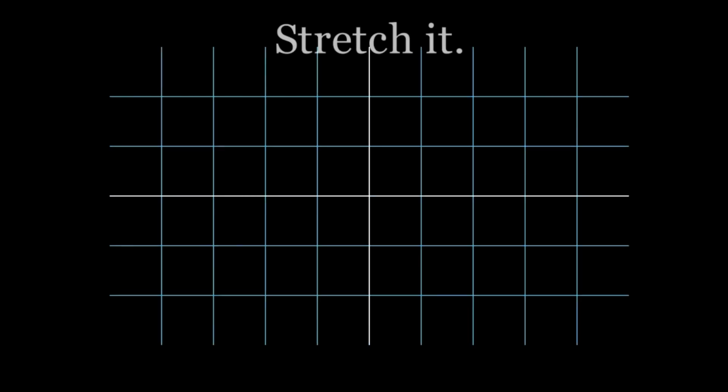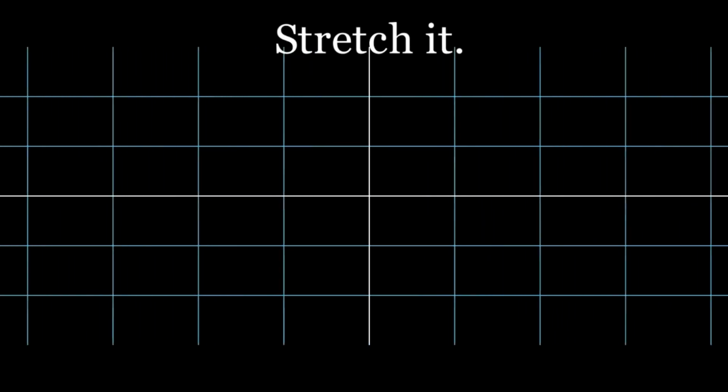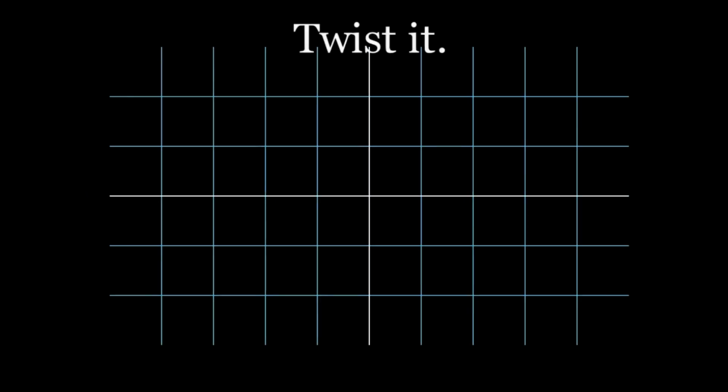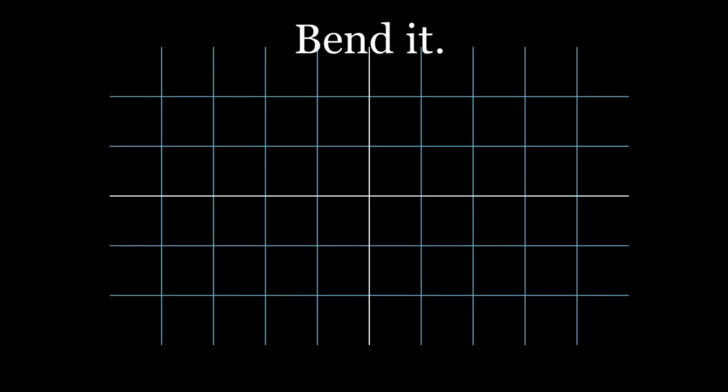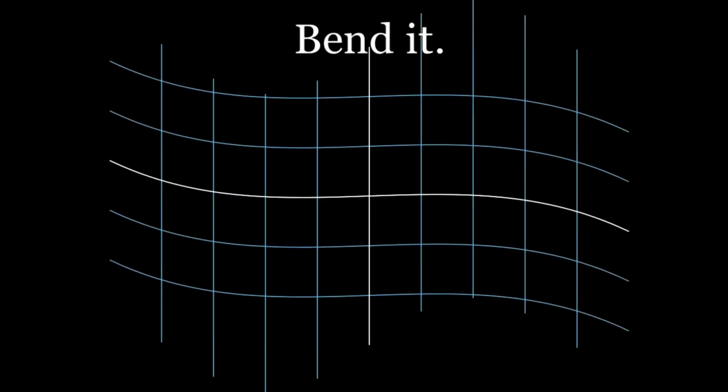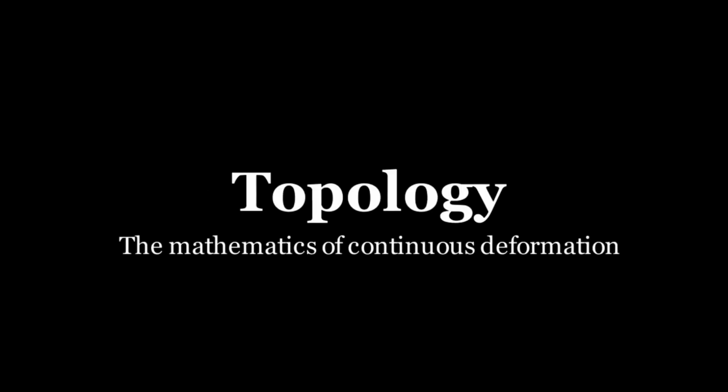Hello there. Imagine an object made of rubber so that you can stretch it or twist it in any direction, and you can also bend it either upwards or downwards. These types of operations can be studied under the branch of mathematics that is topology. This is the mathematics of continuous deformation.